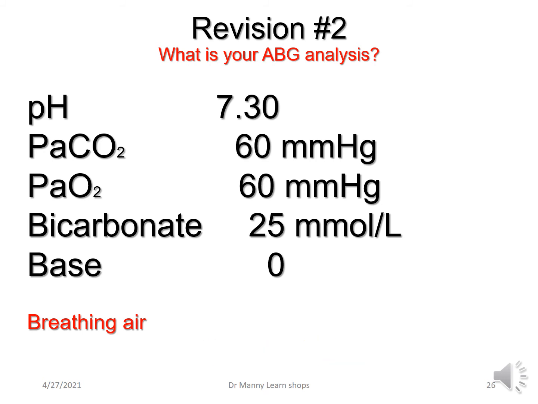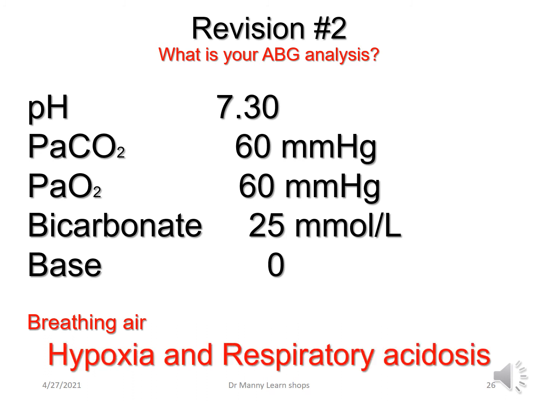Okay, have a look at this one. What do you think? pH 7.3, PaCO₂ 60, PaO₂ 60, bicarbonate 25, base 0. They're breathing room air. No enriched oxygen. They've got hypoxia. The PaO₂ is less than 80 millimeters of mercury on room air.